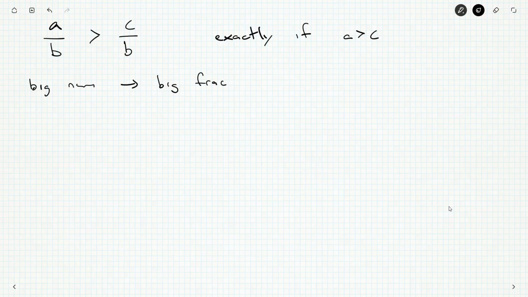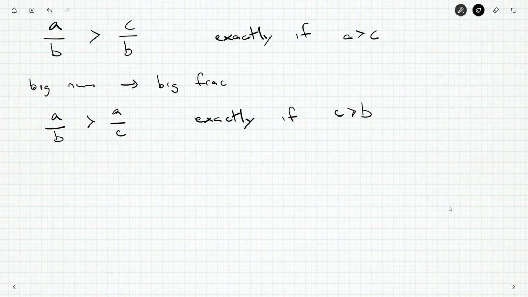And if we kept the numerator the same, we can say that a over b is going to be greater than a over c exactly if c is greater than b. It's the opposite, and that's what's interesting to me. If we're dividing a into fewer pieces, each piece will comparatively be bigger. So a smaller denominator gives us the bigger fraction.